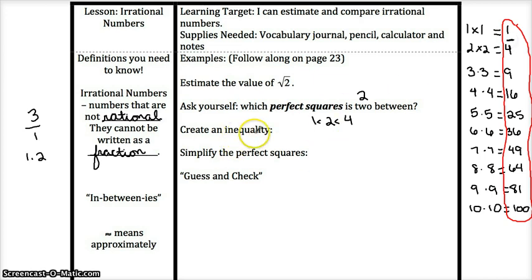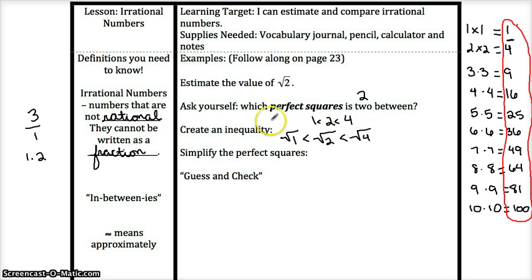All right, so then what we need to do is create an inequality. So we're going to take the square root of each of these numbers, and we're going to keep these inequality symbols. So we're going to do the square root of 1 is less than the square root of 2, which is less than the square root of 4.